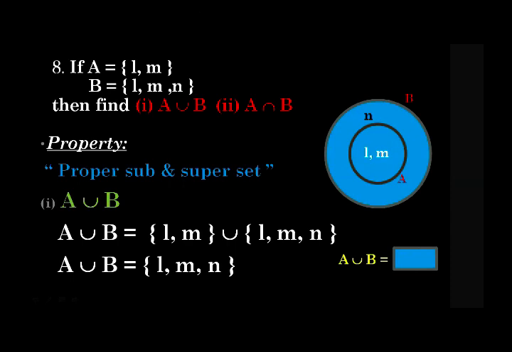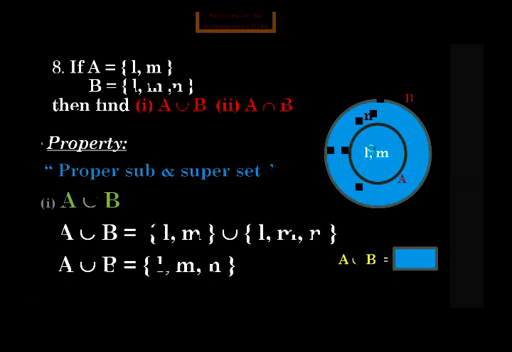Again I am repeating the Venn diagram of this property. We have to draw two circles. The first circle represents the super circle and the small circle represents the sub circle. The common elements in both the sets are L and M. We write the common elements in the small circle, and the remaining elements we write in the super circle. And this is a property of union, so we will shade the complete part of the circle.